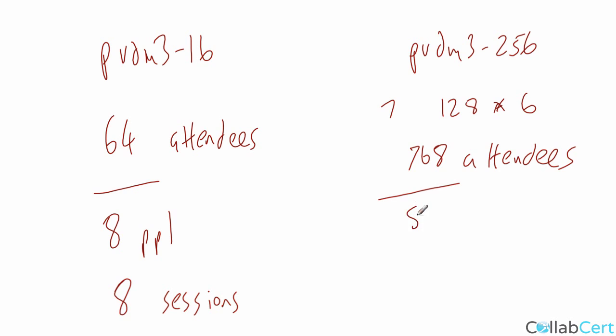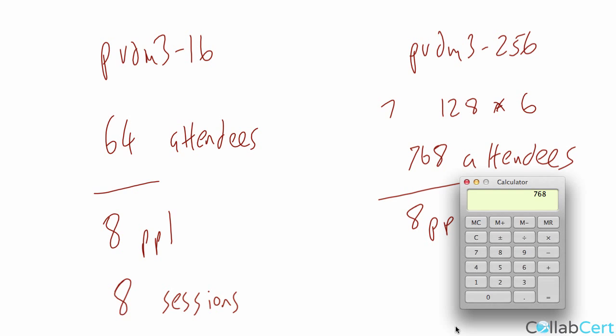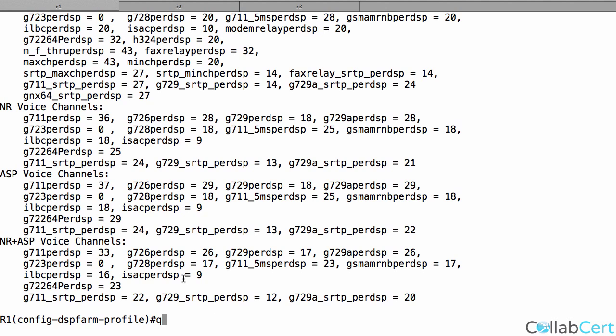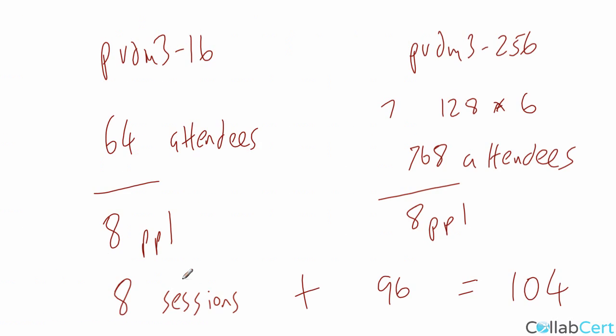divided by 8 people per conference. So 768 divided by 8 is 96 sessions, plus the 8 sessions that we had, equals 104 in total. 104 8-party conference bridges with the DSPs that I have involved here. And what was that value? Max sesh 104 is the right value.